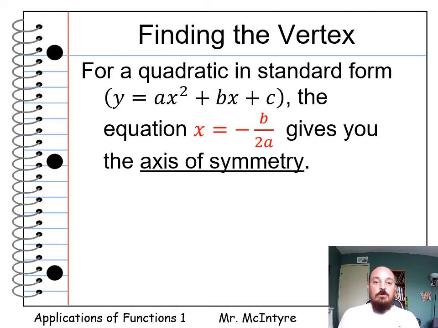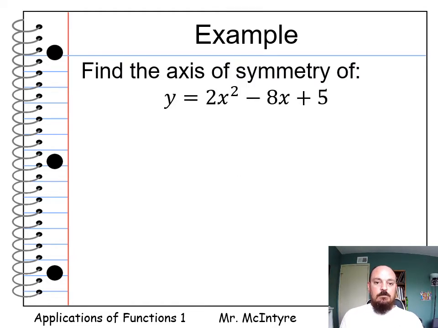First of all, if you have a quadratic in standard form, and here's a reminder, standard form is y equals ax squared plus bx plus c, then you have this little mini equation, I wrote it in red right there, x equals negative b over 2a, and that's going to give you the axis of symmetry. Now that's not the vertex yet, but it's the first step, so let's start with that.